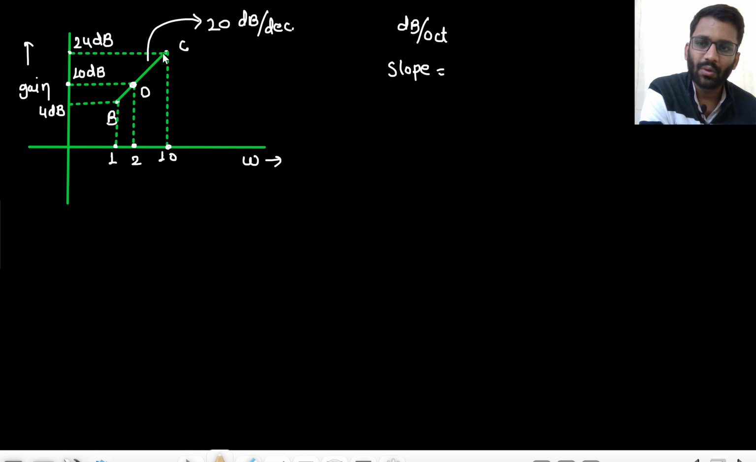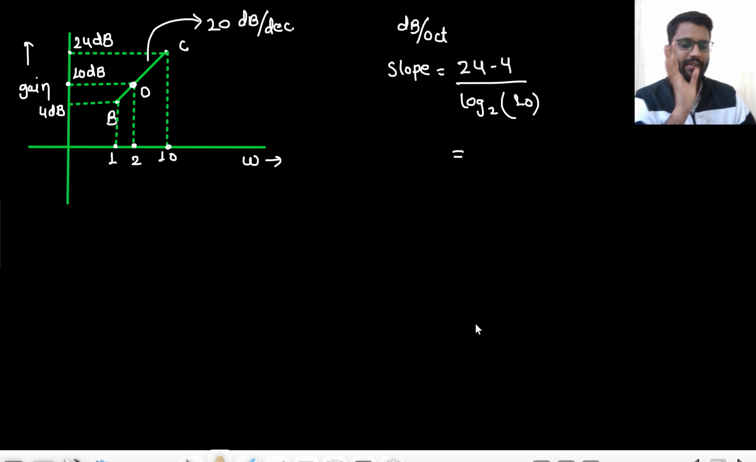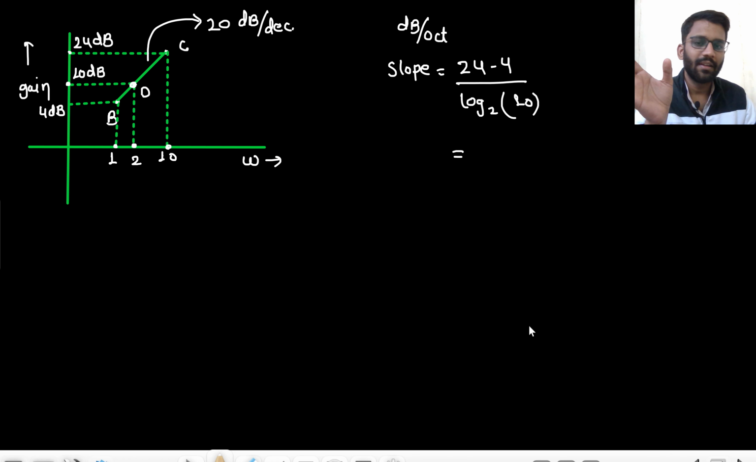Y2, or you can find from here as well. 24 minus 4 upon log 2. So, 10 by 1. Right, the same thing that we found in dB per decade. How did we find it in dB per decade? Y2 minus Y1 upon log 10 X2 by X1. Similarly, Y2 minus Y1 upon log 2 X2 by X1. Okay, so 20 by log 10 2.